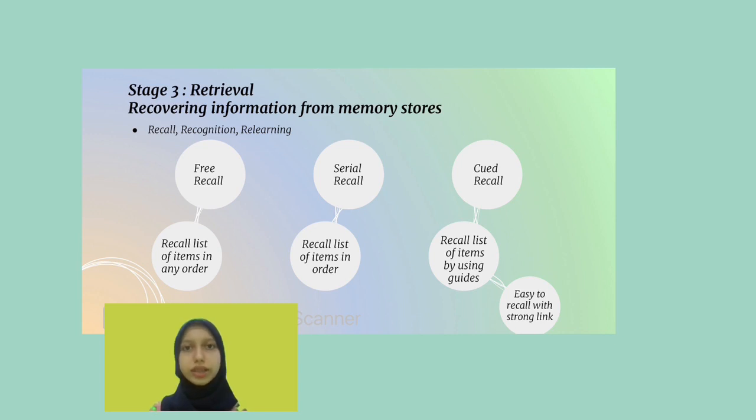Next, retrieval. There are 3 ways to retrieve info: recall, recognition, and relearning, and 3 main types of recall, which are free, serial, and cued. Free recall occurs when you need to recall many items, but you can recall them in any order. Different for serial, you tend to recall items or events in the order in which they occurred.